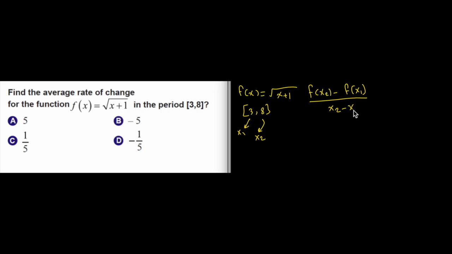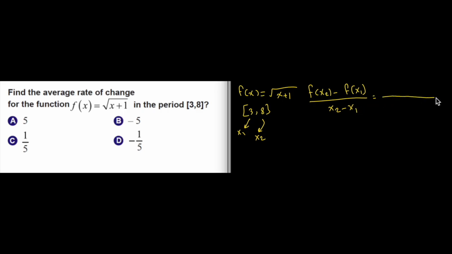Find the average rate of change for the function f of x equals root x plus 1 on the interval 3 to 8. So we have f of x which equals root x plus 1, and we have an interval which is 3 and 8. This is x1 and this is x2. And we have a rule, which is f of x2 minus f of x1 over x2 minus x1. This rule is used to find the average rate of change.